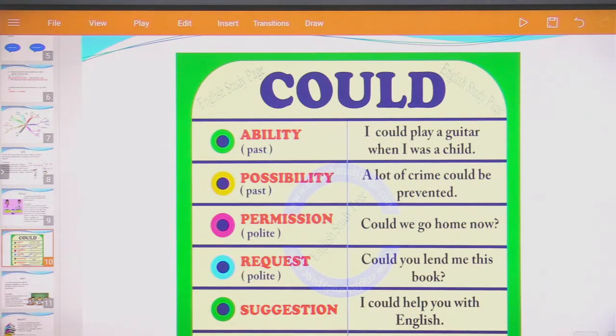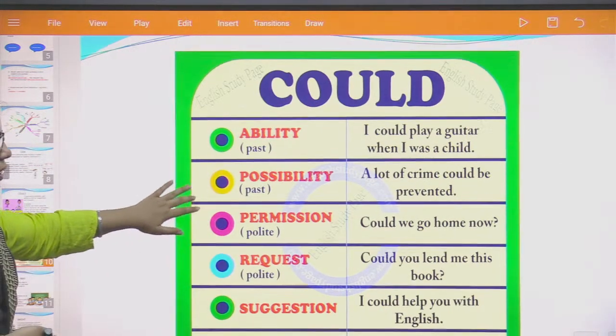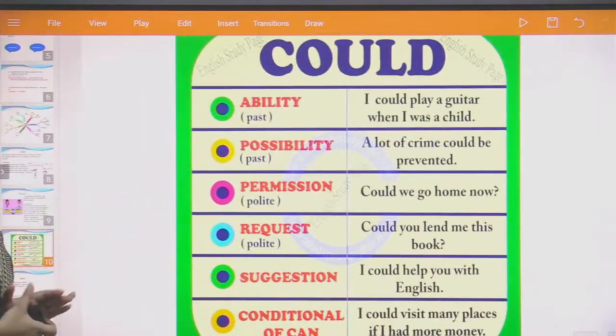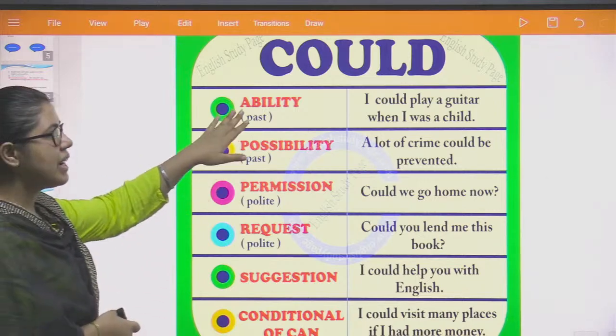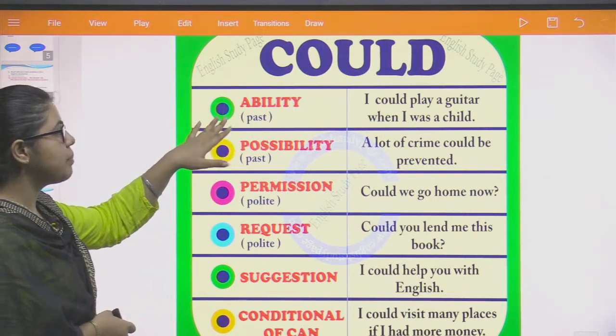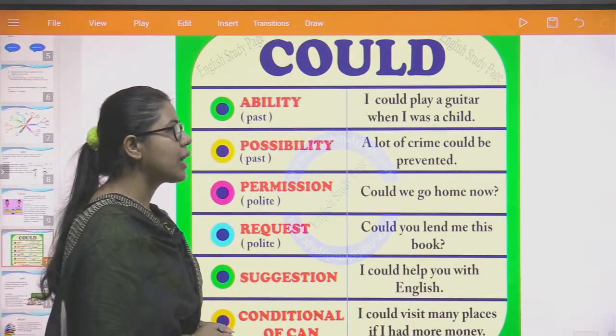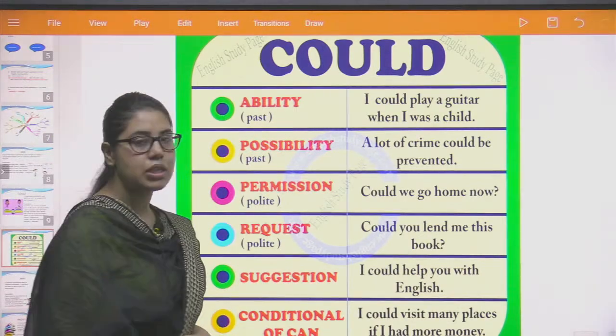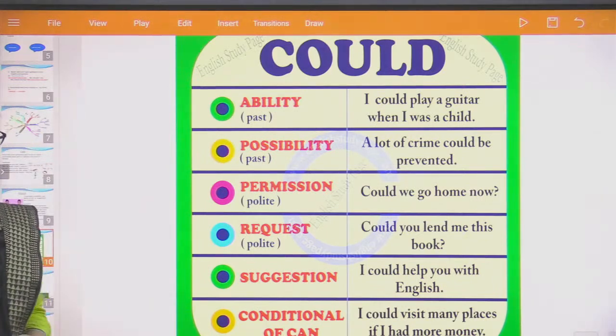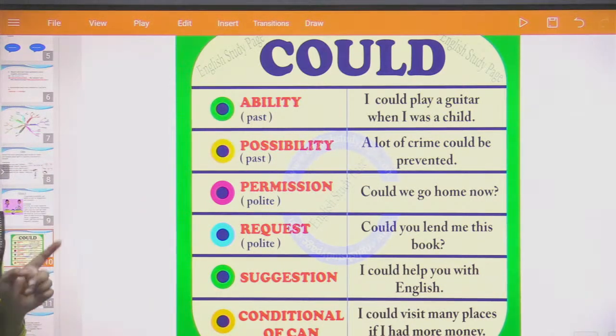So students, I have a chart for you which is showing more sentences of could. Let's see here. Ability, this we have already discussed. Ability of past ability. We have a few more examples here. I could play guitar when I was a child. So when I was a child, not now, when I was a child, I could play guitar. I had that ability to play guitar when I was a child. So I could play guitar.